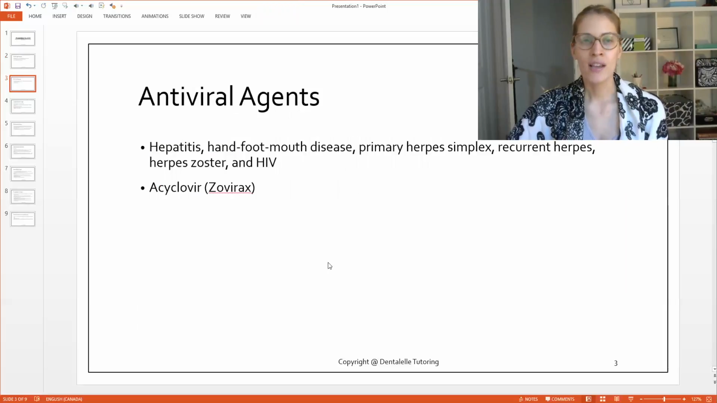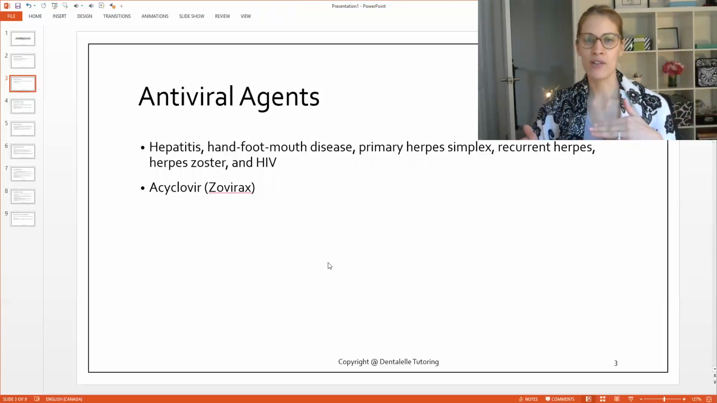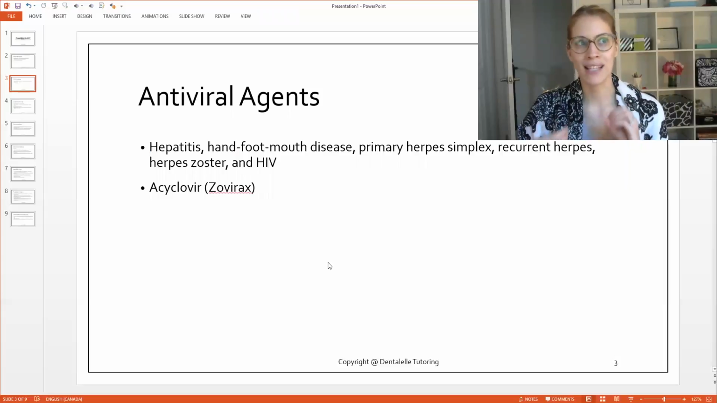Antiviral agents. Students tend to get antifungal and antiviral mixed up. So antiviral are talking about hepatitis, hand, foot, and mouth, which is contagious, by the way, primary herpes simplex, recurrent herpes, herpes zoster, and HIV.